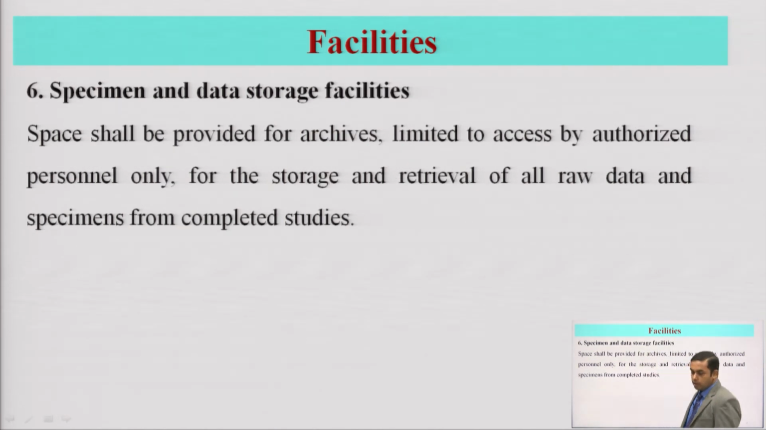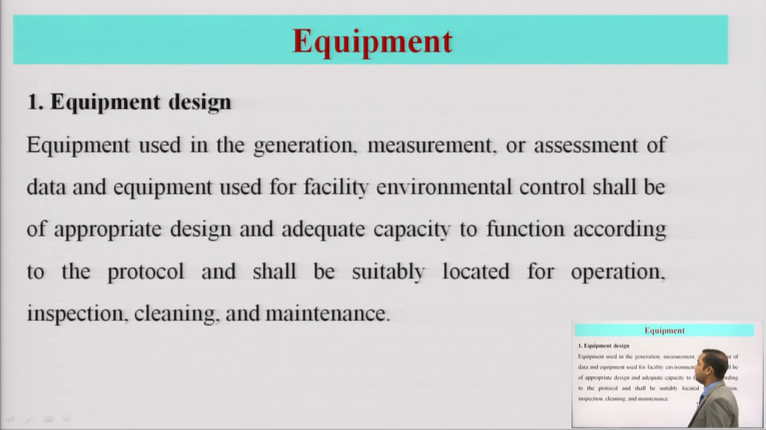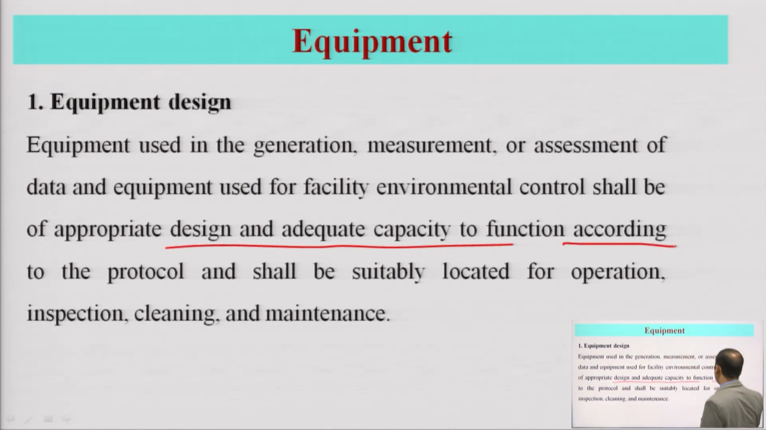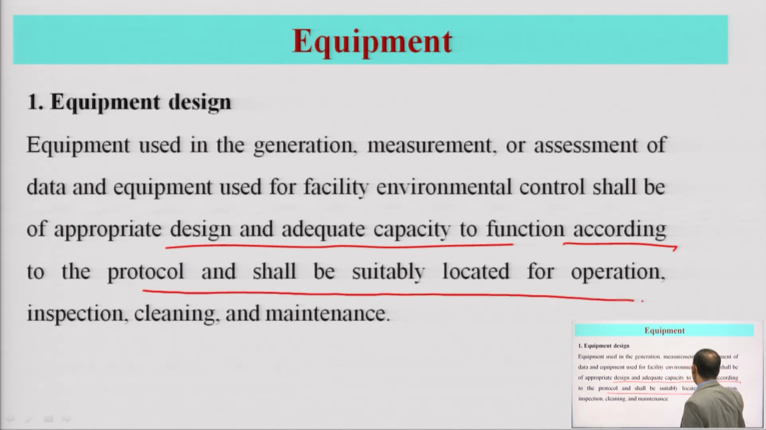Specimen and data storage: space shall be provided for archives, with limited access for authorized personnel only, for storage and retrieval of the raw data and specimens from completed studies. And if I tell you about equipment design, equipment is to be used in the generation, measurement and assessment of data. Equipment used for the facility environment shall be of appropriate design and adequate capacity to function according to the protocol and shall be suitably located for operation and inspection.